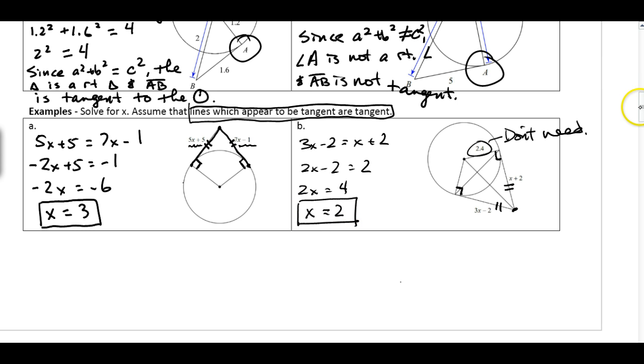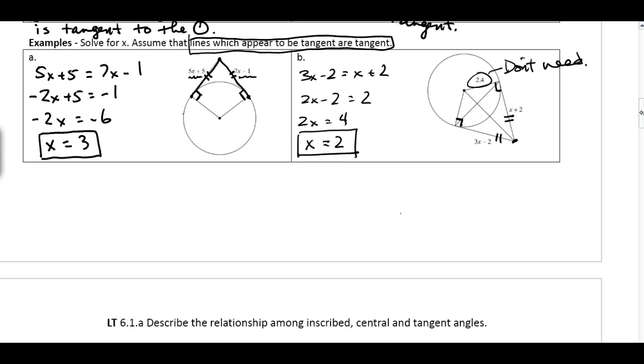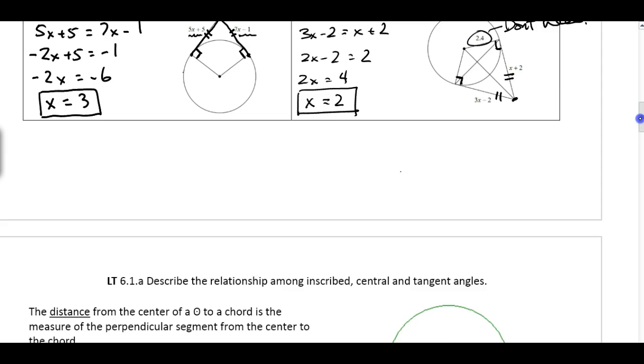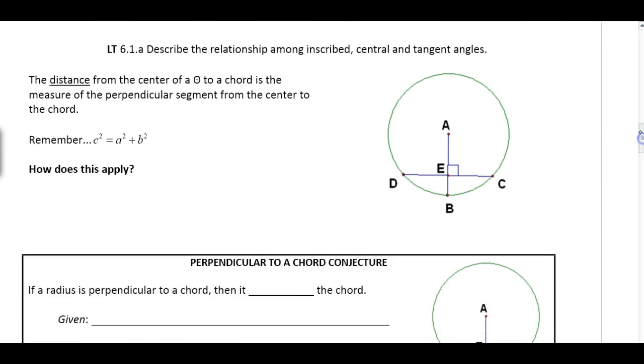So again, pause and rewind as needed. Make sure you write down questions so that you can ask them. Or if you happen to be watching in class, make sure you ask me right away. Alright, moving on. Again, lots of information in these sections, so make sure that you stay on top of it and ask questions.